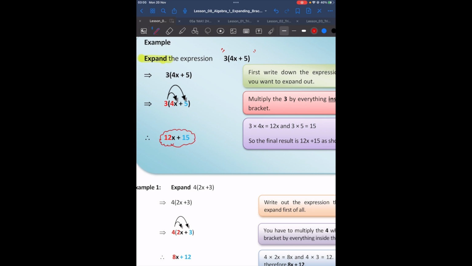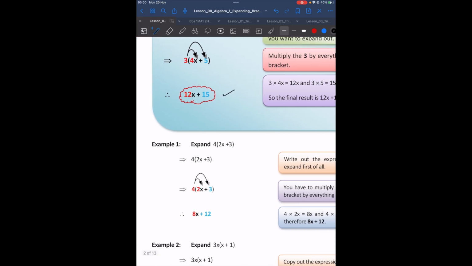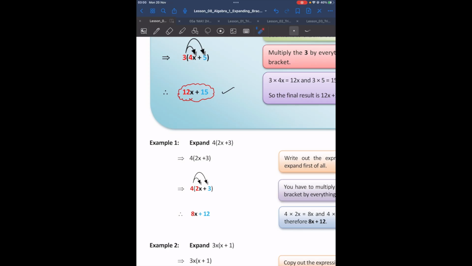Now, we can't simplify this any further because 12x and the 15 are not like terms. The first term has an x in it, and the second term is just a number. So we can't simplify this expression any further, so we just leave it as it is, and that's our final answer. If you look at the example below, it's exactly the same thing.